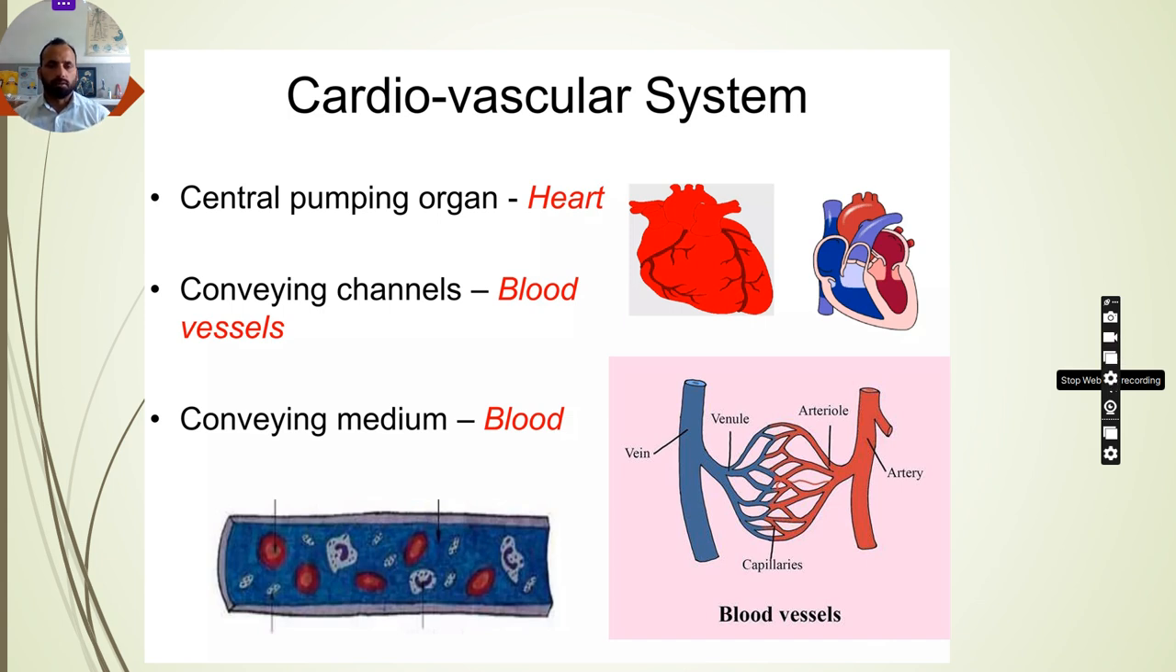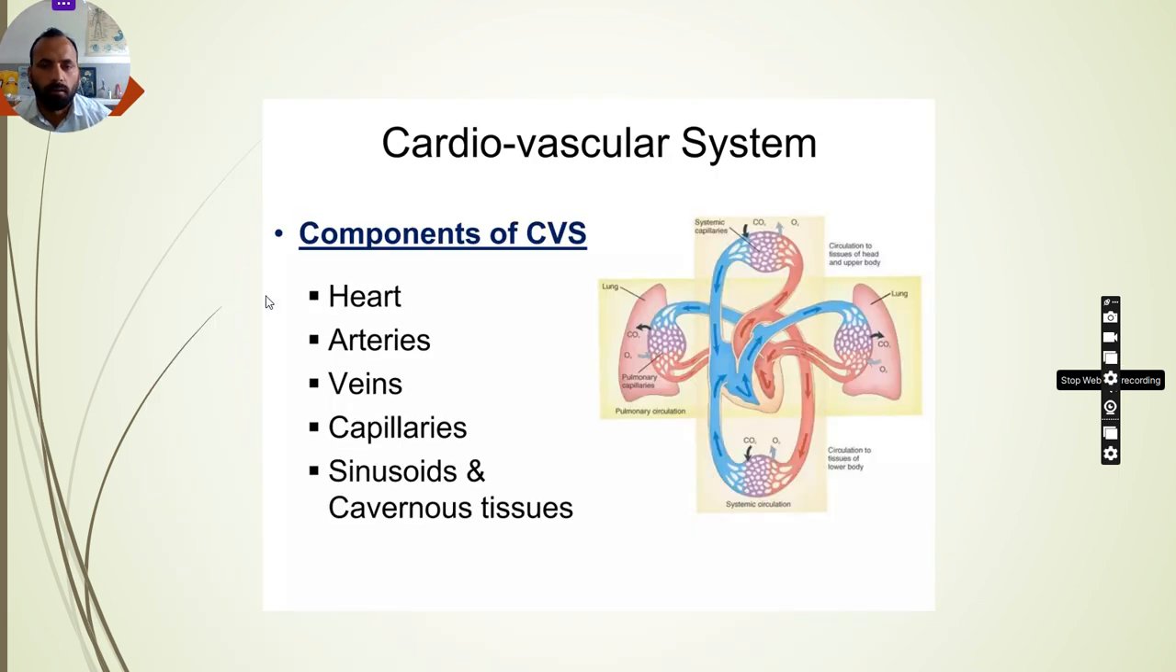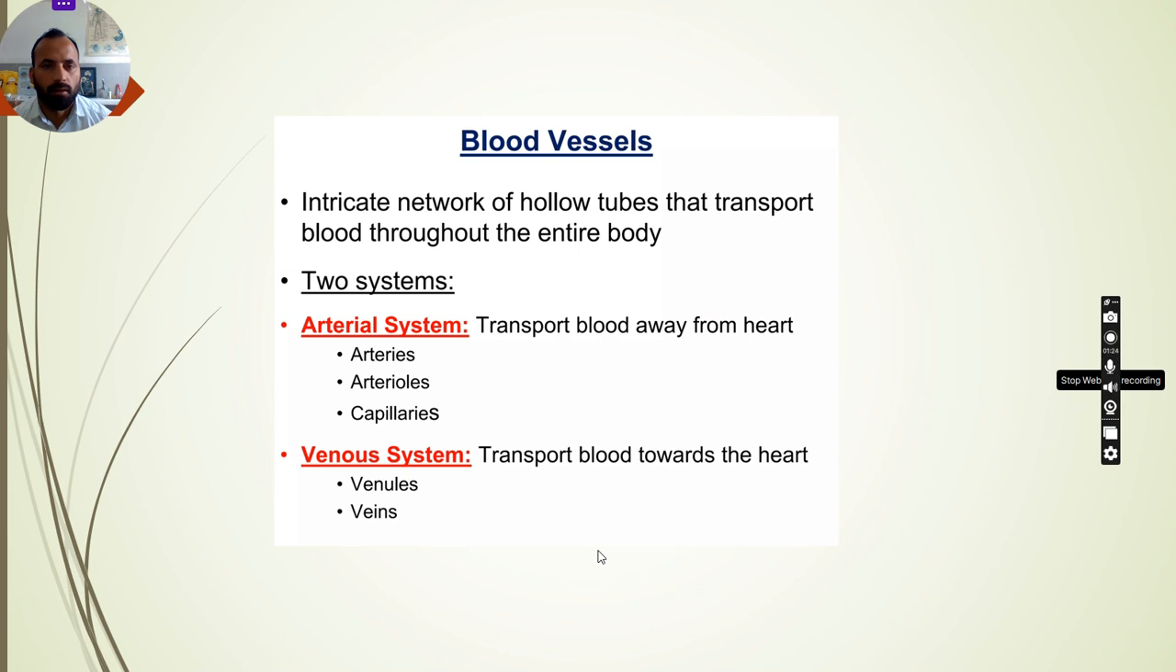In the cardiovascular system, the central pumping organ is the heart, the conveying channels are the blood vessels, and the medium flowing through these blood vessels is the blood. The cardiovascular system basically contains the heart, arteries, veins, capillaries, sinusoids, and the cavernous tissues, and we'll be looking at the histology of all of these in this lecture.